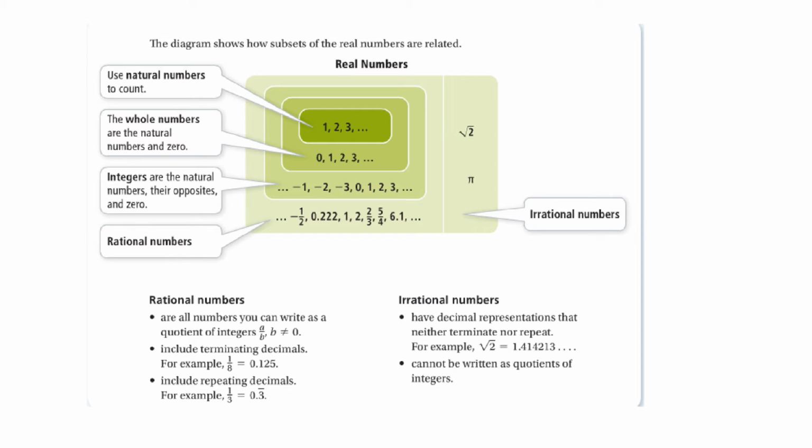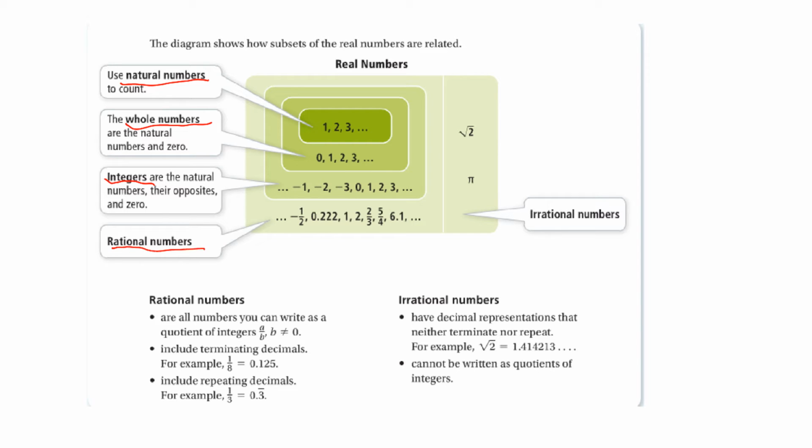This diagram shows how the subsets of the real numbers are related. We have the natural numbers, which are counting numbers, 1, 2, 3, and so on. We have our whole numbers, which are the natural numbers, and then a 0 is added in. We have our integers, which are the natural numbers, their opposites, and 0.